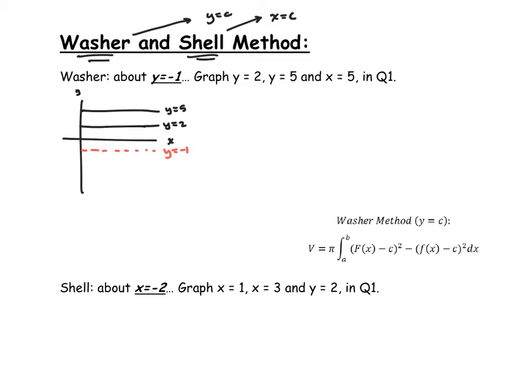So if I revolved this line y equals 5 about y equals negative 1, the function itself would end up down here, at y equals negative 7. And the inner function, if I revolve y equals 2 about y equals negative 1, I would end up at y equals negative 4. As I revolve this, green will go to green, blue will go to blue, and what we'll get is this paper towel roll.